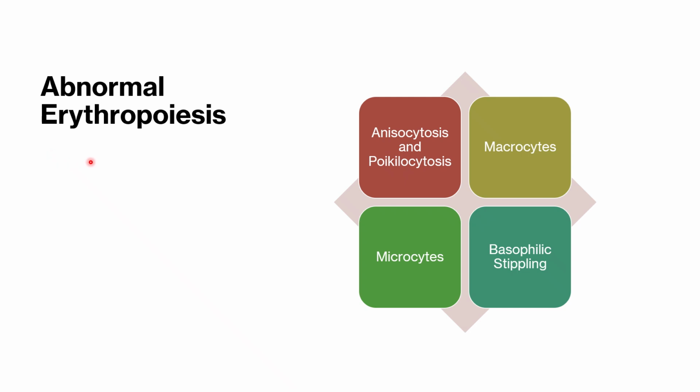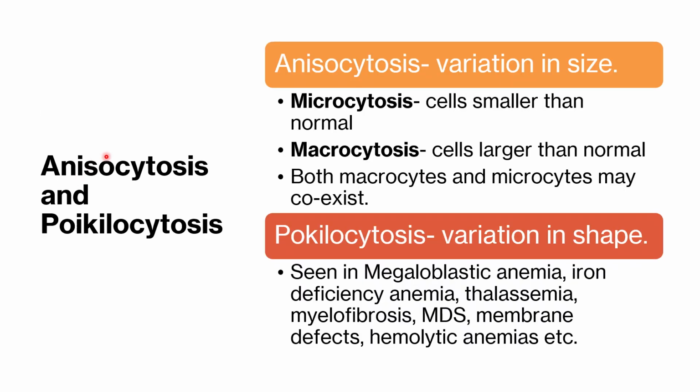So starting with abnormal erythropoiesis, first we can see anisocytosis and poikilocytosis, that is variation in both size and shape. We'll be elaborating on these further. We see macrocytes, microcytes, and basophilic stippling. So what is anisocytosis and poikilocytosis? Anisocytosis is a variation in the size and poikilocytosis is variation in shape.